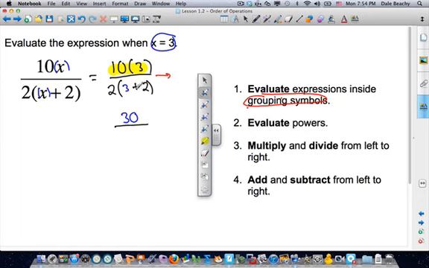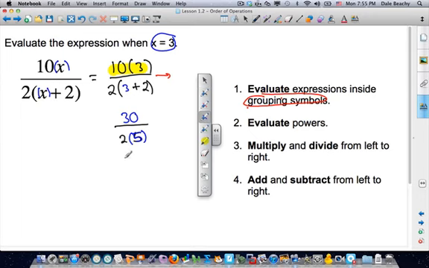Now we move to the bottom. 2 times the sum of 3 and 2. We once again follow the order of operations in the bottom. So we need to add 3 and 2 together. That gives me the value of 5. I need to bring the factor 2 down. Now, we don't have any powers in the bottom, so move to step 3, which is to add, multiply and divide from left to right.